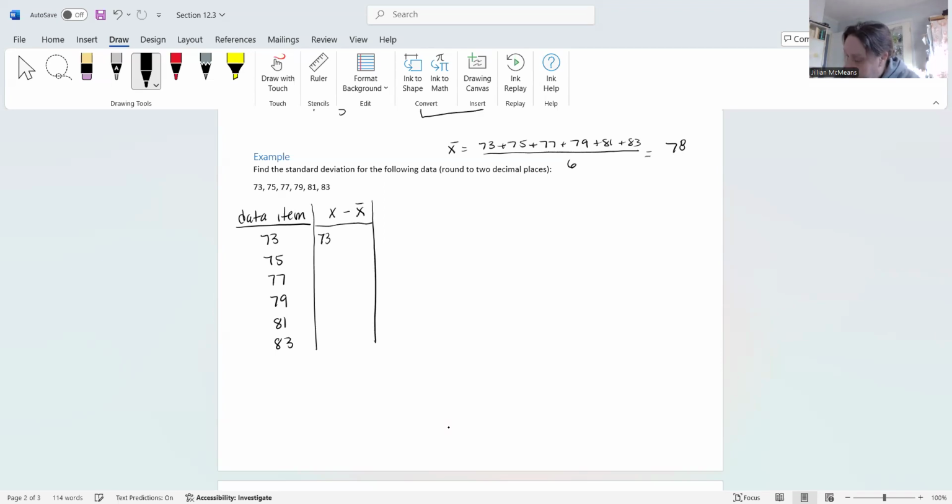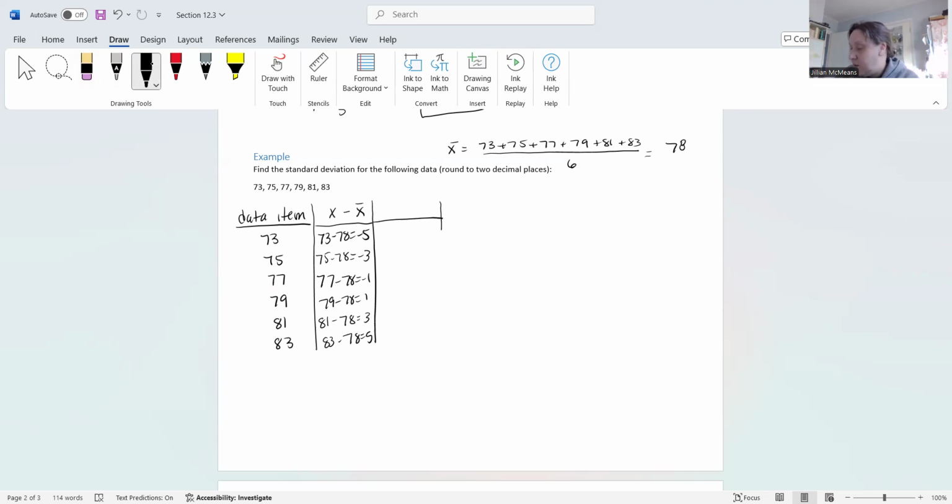So 73 minus 78 is -5. 75 minus 78 is -3. 77 minus 78 is -1. 79 minus 78 is 1. 81 minus 78 is 3. And 83 minus 78 is 5.